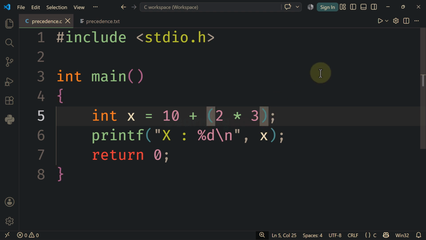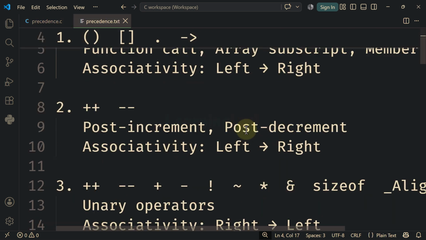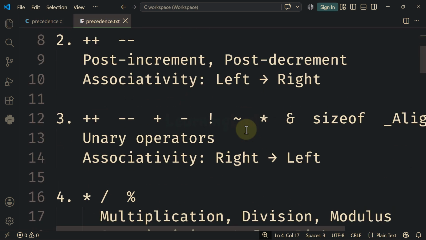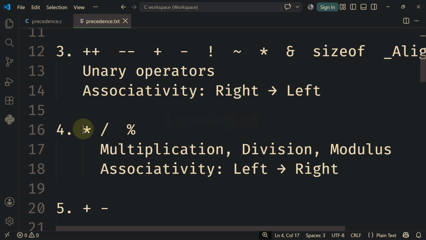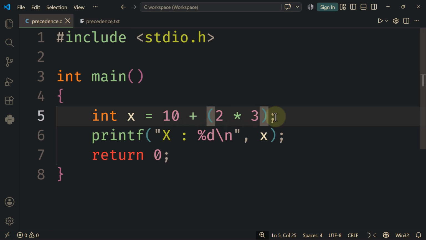Now we know that certain operators have same level of precedence, same level of priority. For example, the multiplication operator and the division operator have the same precedence. What if we have an expression where multiple operators have same precedence? For example, 10 divided by 2 multiplied by 3. Now in this particular scenario, what will happen? Multiplication and the division operator have the same precedence.